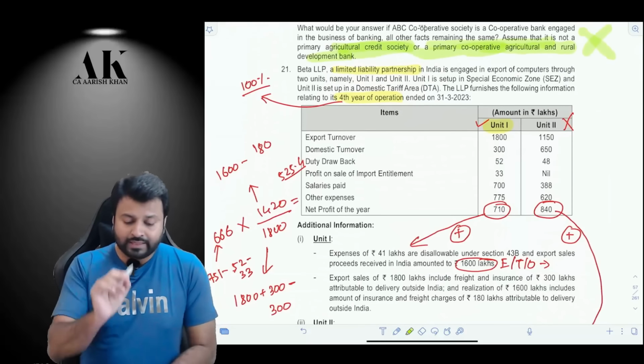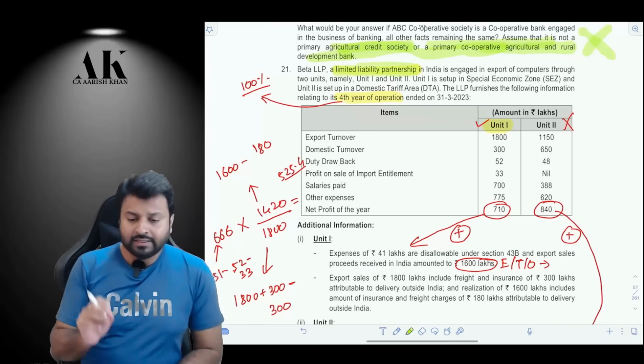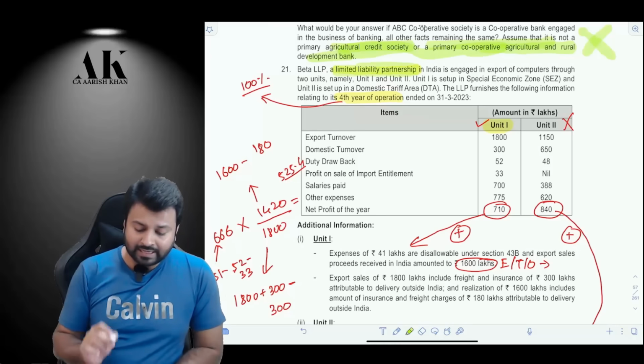Be very careful. Next question is based on 10AA. There is a limited liability partnership, LLP, and this LLP has two units.